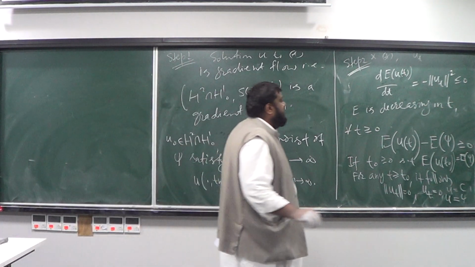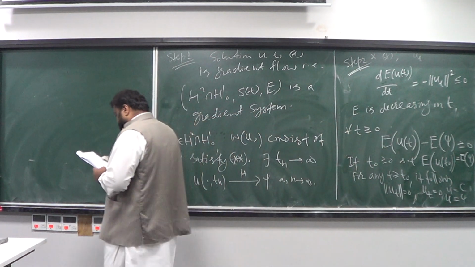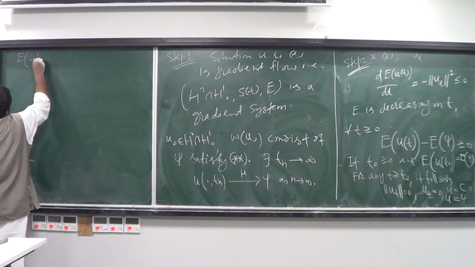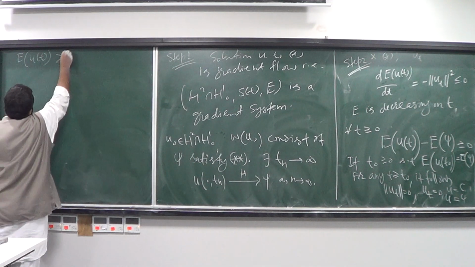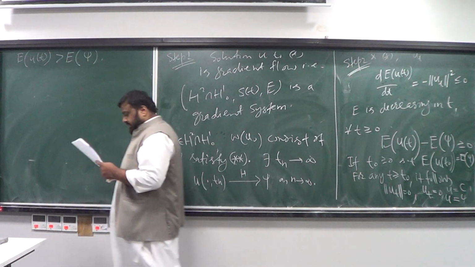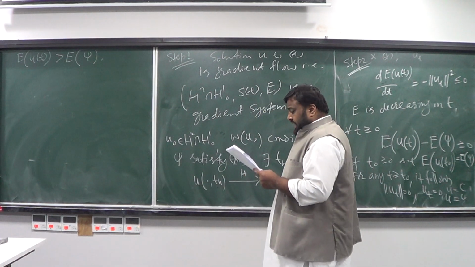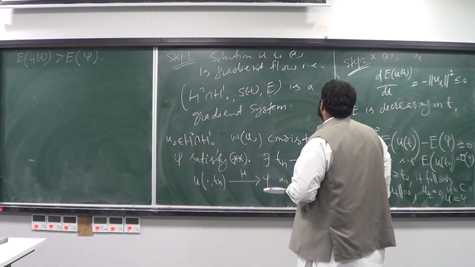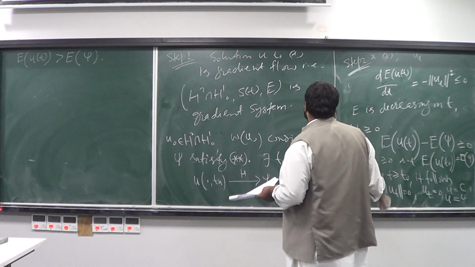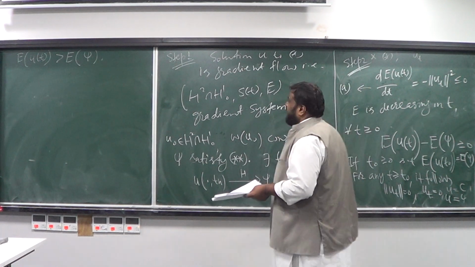The more interesting question is going to be when E of u of t is strictly bigger than E of psi. So now we will consider the case when E of u of t is strictly bigger than E of psi actually. Then what we can do is rewrite this equation. Let's call this equation A.